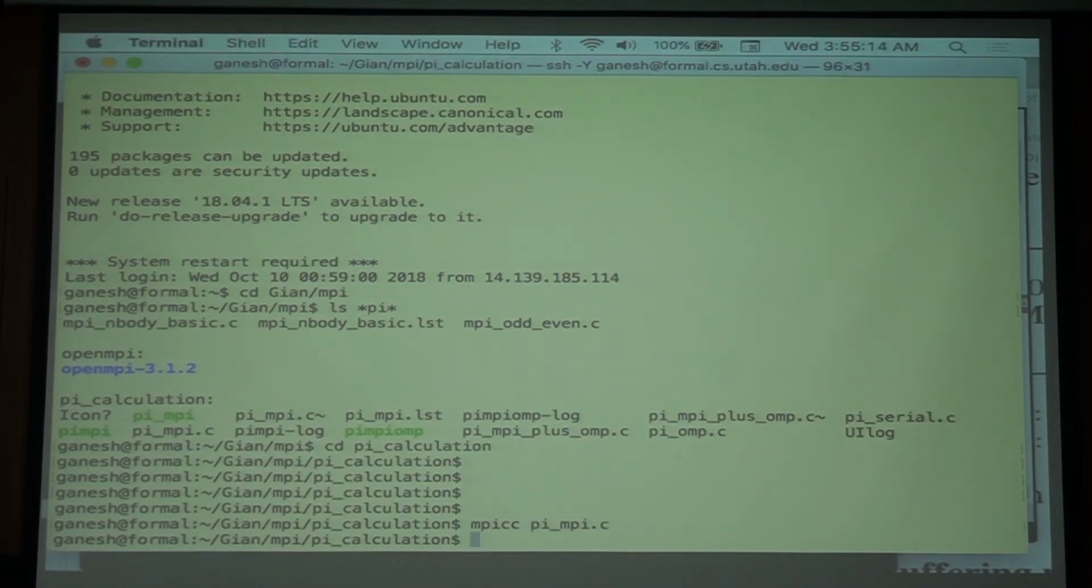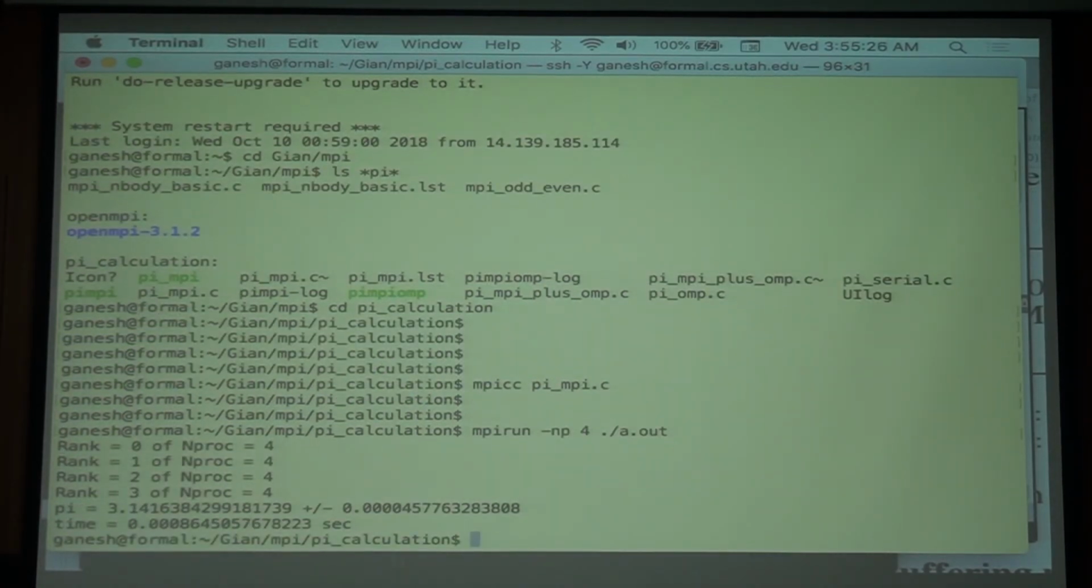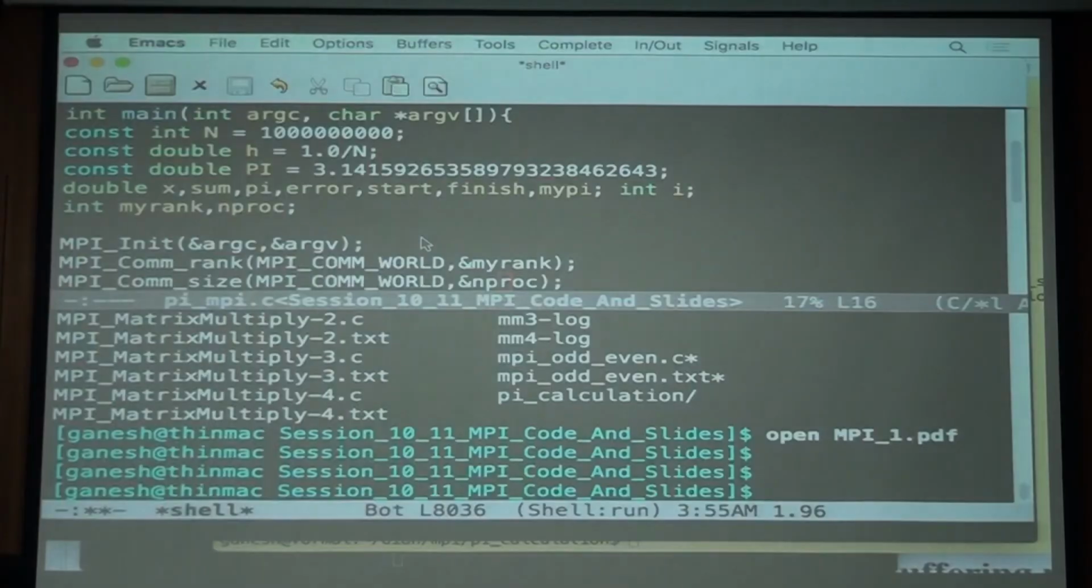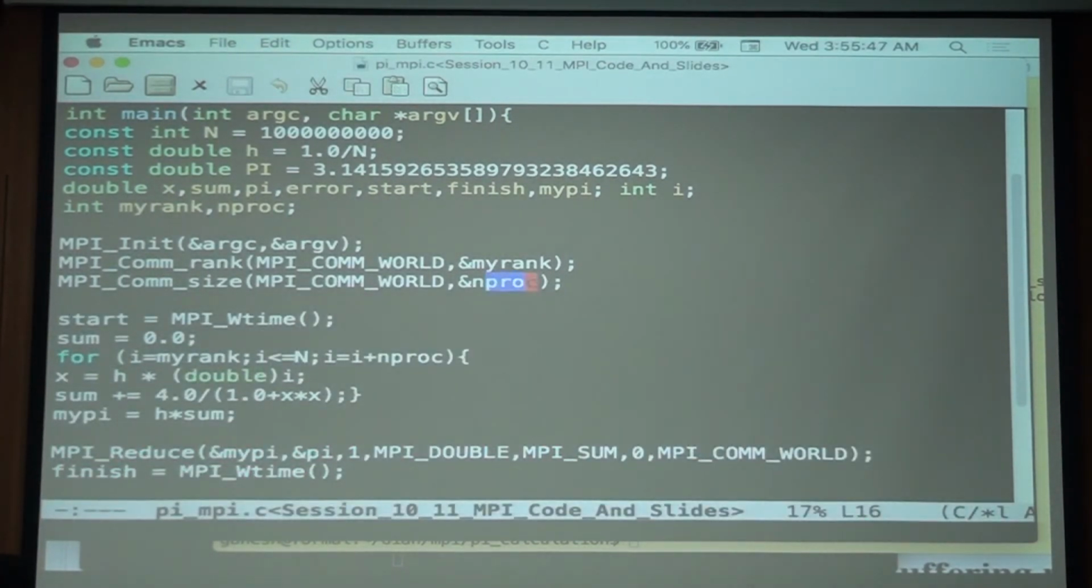This is how you compile it. That's how it works. So -np 4 is going to set comm size as 4, and the processes know their ranks. It calculates pi with a tolerance, and it tells you the time. So that's the comm size. Now you know where comm size got the value from: the runtime parameter.